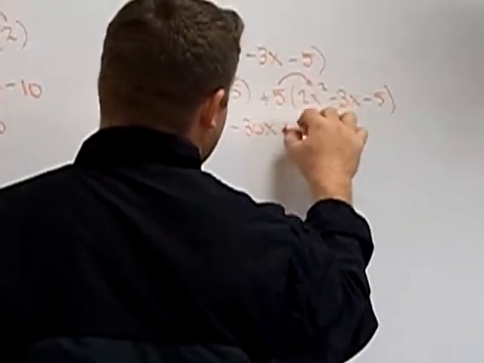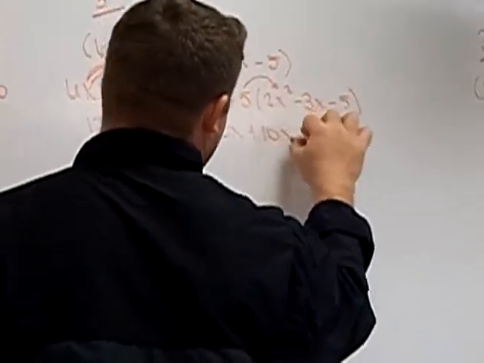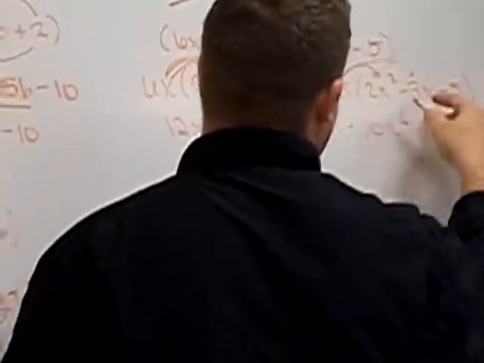Alright, over here we get 5 times 2. That's going to give me 10. X squared times 1 is x squared. 5 times negative 3x. 5 times negative 3 is negative 15. X times 1 is x. And then 5 times negative 5 is negative 25.